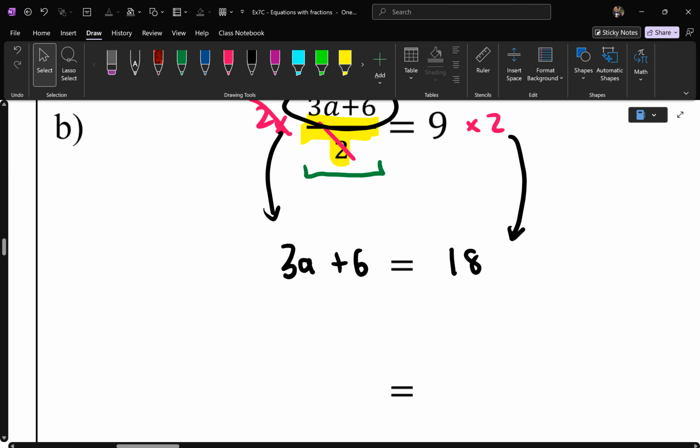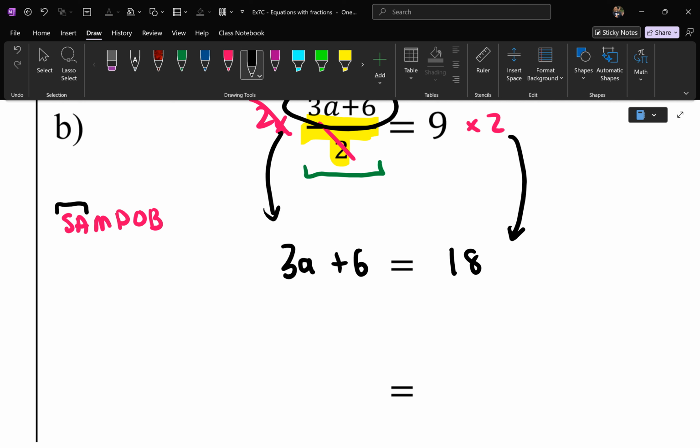Now this problem is much easier. No more fractions and you do SAMDOB. This is what we did yesterday. Here we go. Let's do SAMDOB again. You only use SAMDOB to undo problems. This SAMDOB is to give you the order of what to get rid of first. Get rid of any addition, subtraction. Then get rid of any multiplication, division second. And then any brackets and powers, you do that last.